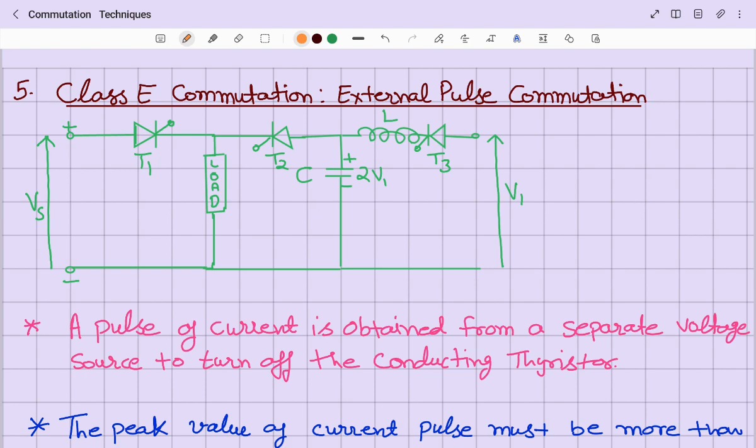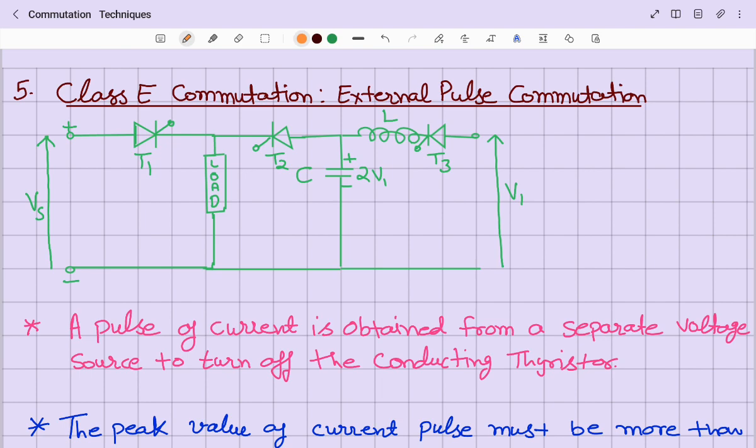Okay, next is class E commutation or external pulse commutation. The circuit for external pulse commutation is shown here. The main thyristor is T1 and there is a load. You have to turn off thyristor T1. For that, a commutation circuit, which is an external pulse commutation circuit, you have to generate a pulse externally.